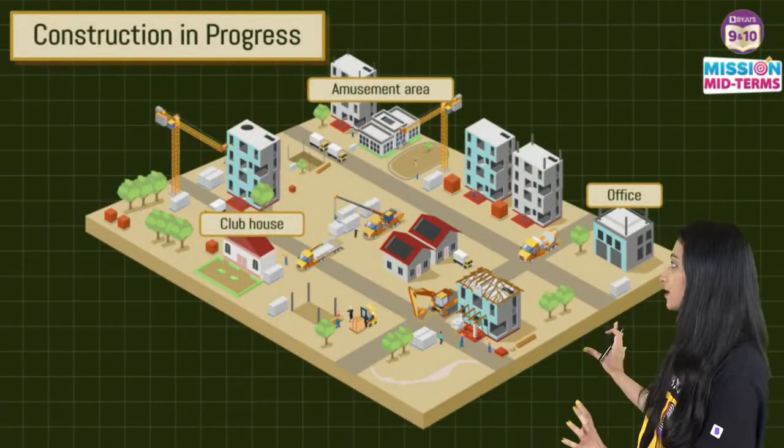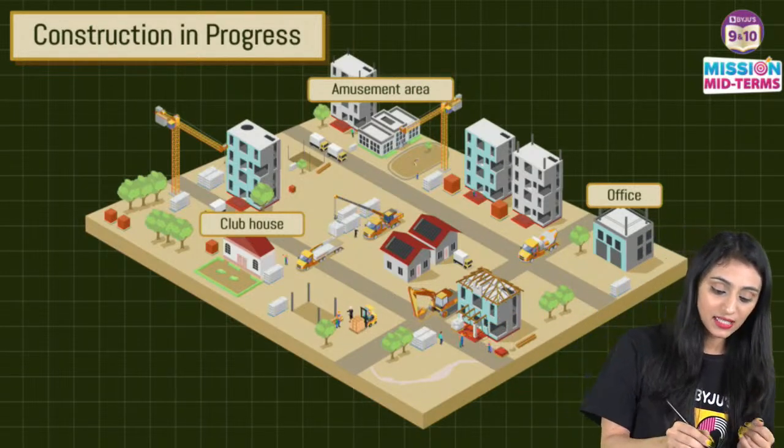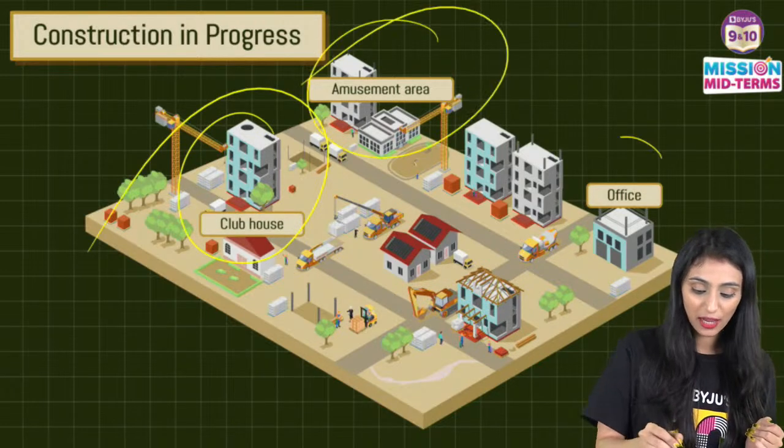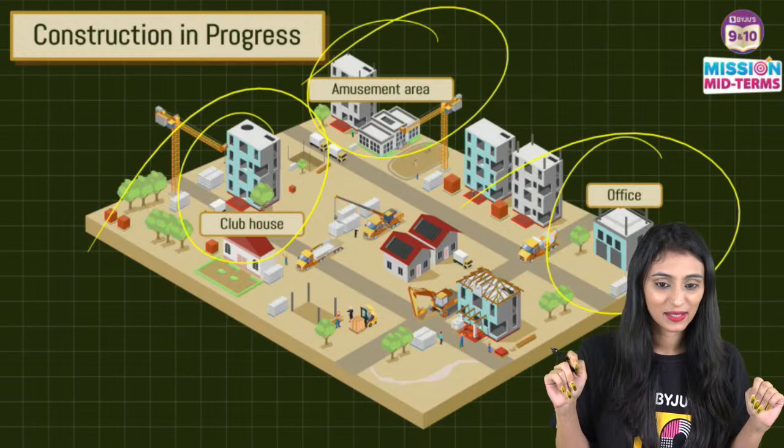So here, let's consider another scenario. Here you can see that the construction is going on. So here in this society, we have the clubhouse, we have the amusement area, we have the office. Now everything is here, right? Yes.